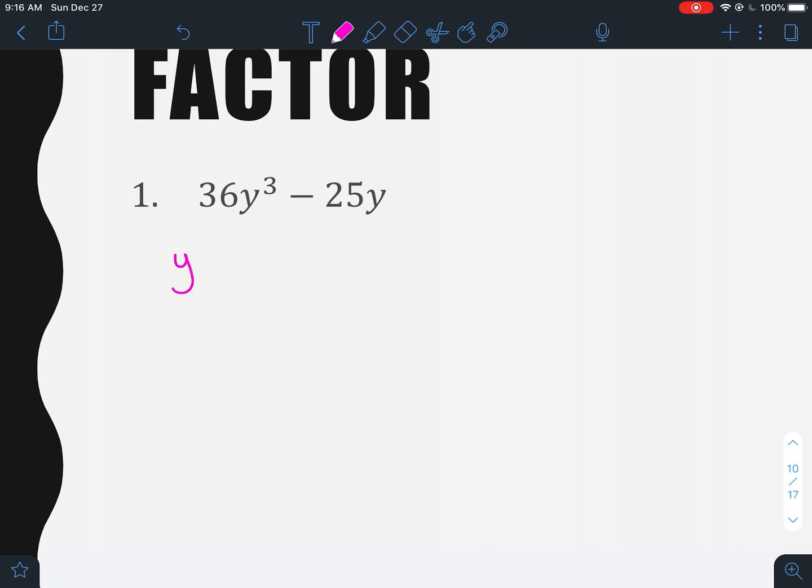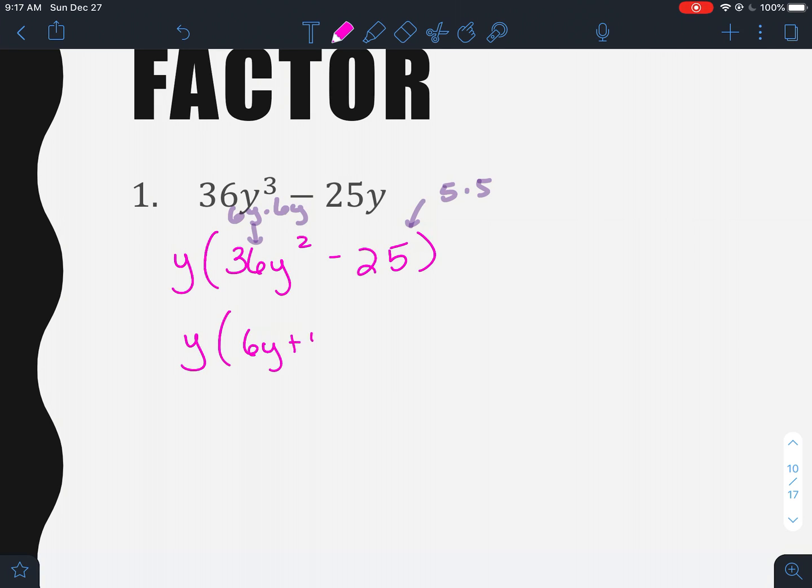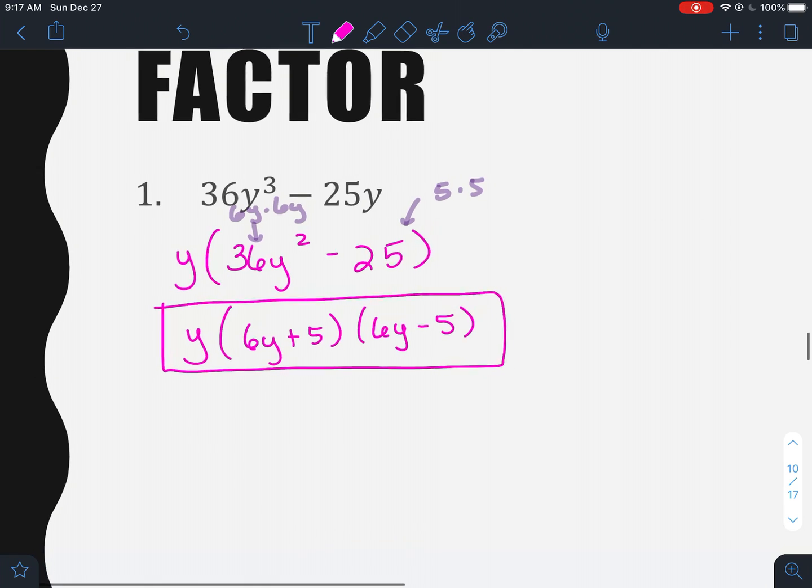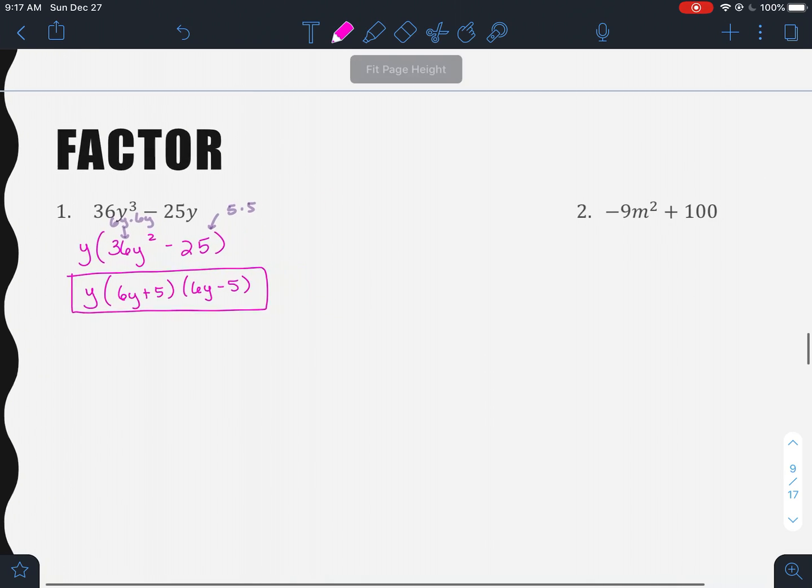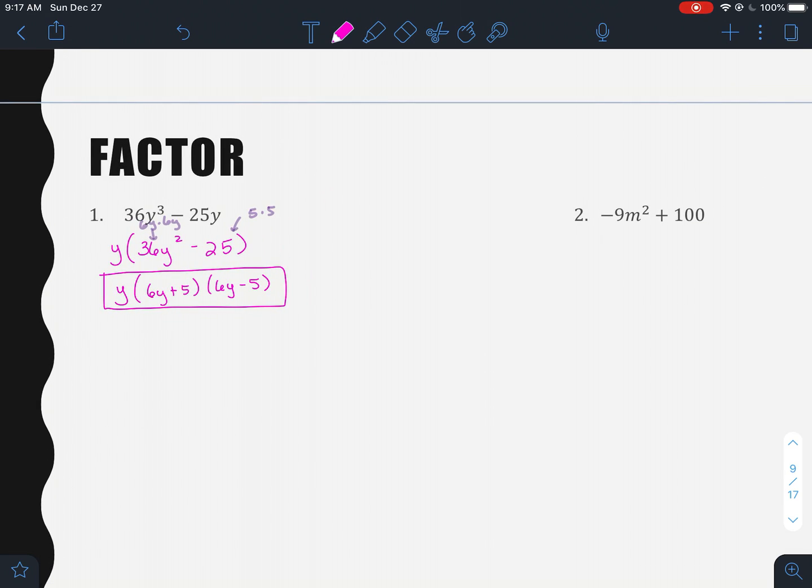So in number 1, 36y to the 3rd minus 25y. They both have a y in common, so I'm going to factor out the y. And then I'm left with 36y squared minus 25. Now that becomes a difference of two squares because you have 5 times 5 and 6y times 6y, and you're subtracting in the middle. So this is going to be y, and then 6y plus 5 and 6y minus 5. And that would be that expression factored completely.